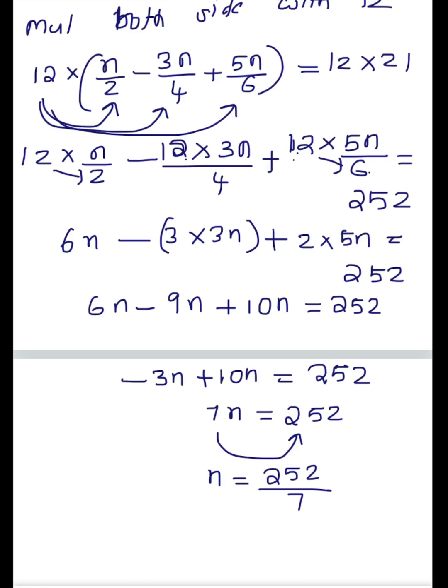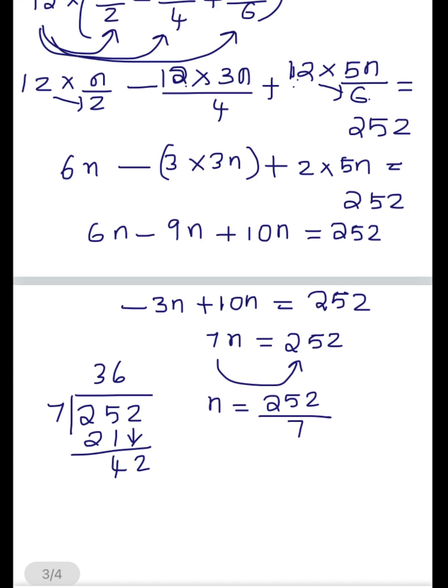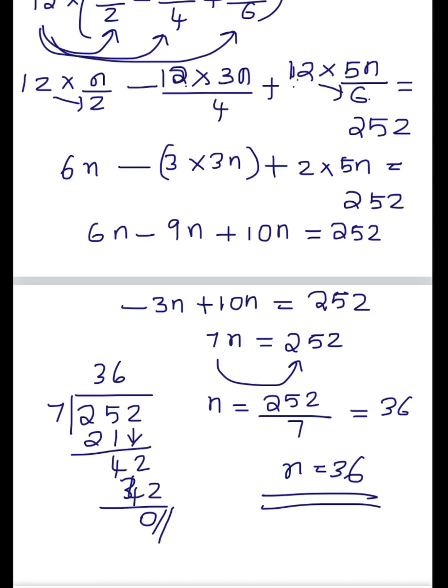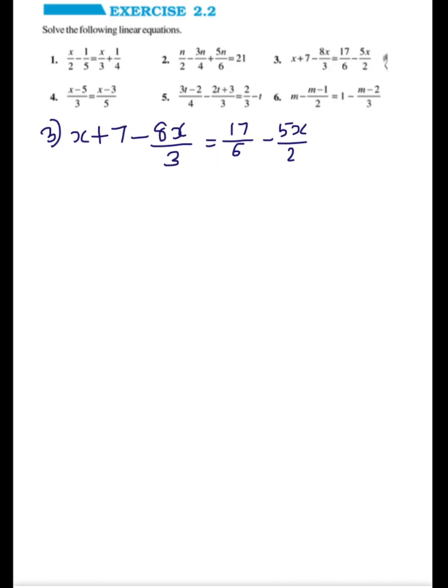Now let's see what is 252 divided by 7. So let's divide it. Here you will get 3, 21, 4, 42, 6, 42, 0. So what is the answer? 36. So n is equal to 36 will be the solution for the second question. What is the answer? n equal to 36. So this is how you have to do the second question. Now let's see the third question.